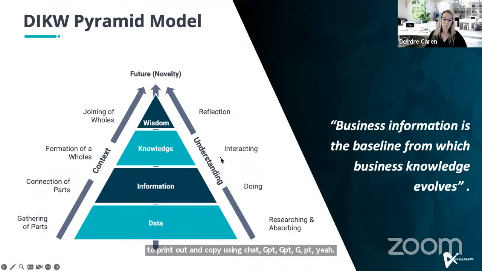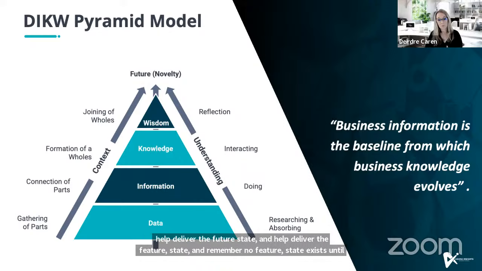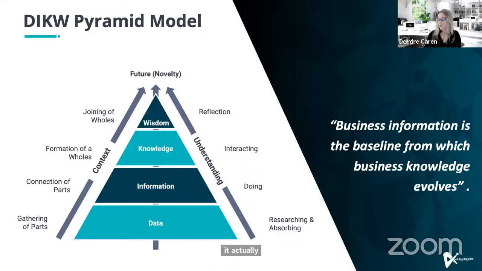So the first thing we're going to look at is, if you haven't seen this before, and for those who have, this is going to be easy to understand. But as BAs, what we do is we are the conduit of information. We take the current state and we help the business create the requirements to measure the future state and help deliver the future state. And remember, no future state exists until it actually has happened. So we are helping the business move from current to future.